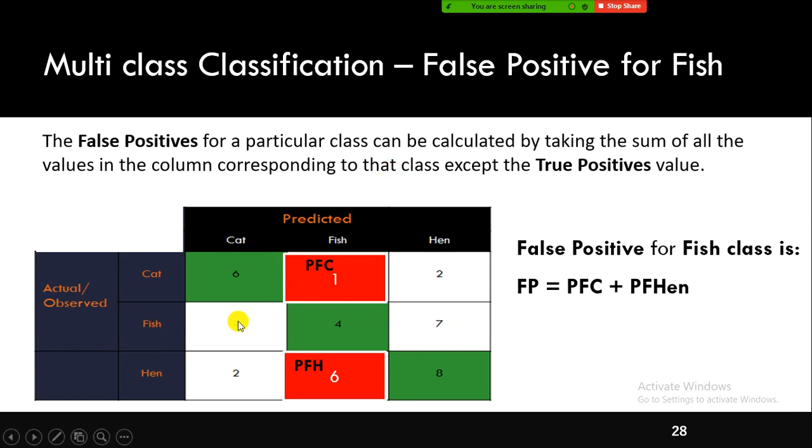This row is the actual values for the fish. Here my model correctly predicted fish as fish. Four images my model correctly classified fish as fish, whereas here my model predicted fish, whereas it is cat. So this one and this one, these two are false positive.